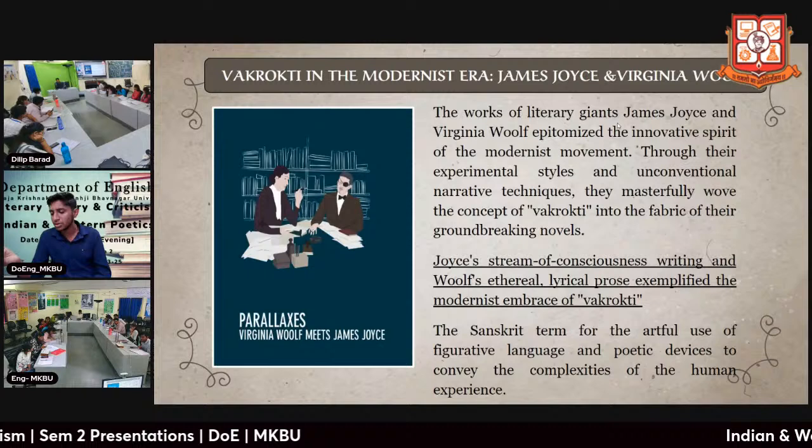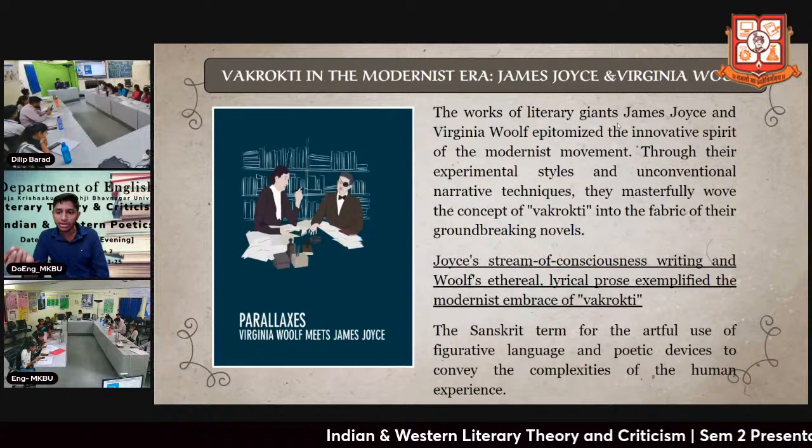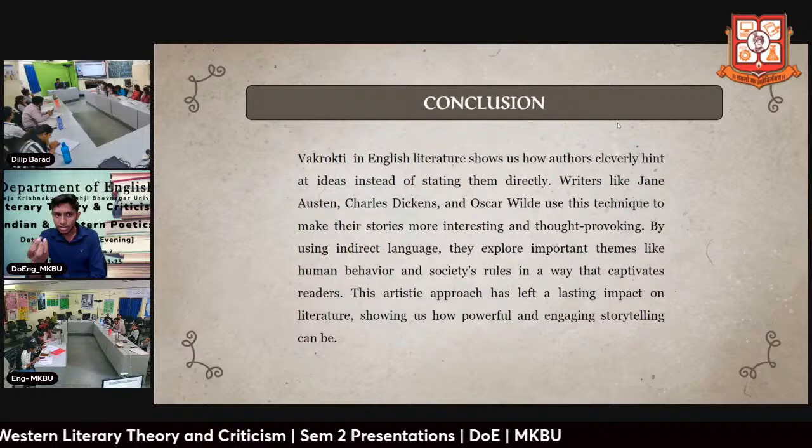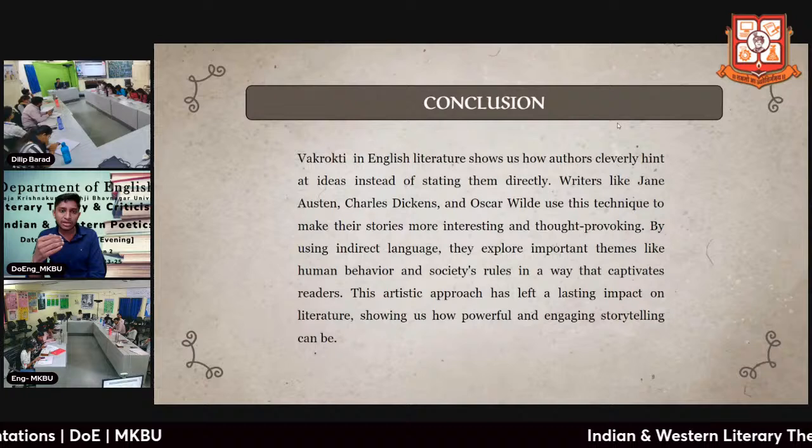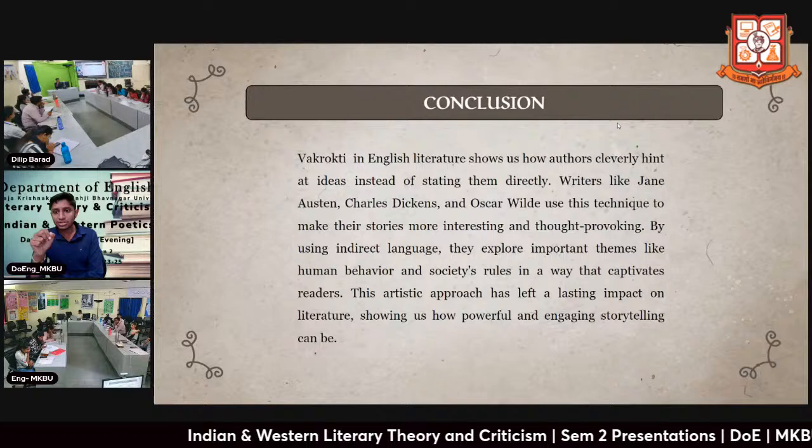The Sanskrit term for the artful use of figurative language and poetic diction to convey the complexity of the human experience. In conclusion, Vakrokti in English literature shows us how authors cleverly hint at ideas inside the text without stating them directly. Writers like Jane Austen, Charles Dickens and Oscar Wilde use this technique to make their stories more interesting and thought-provoking by using indirect language.